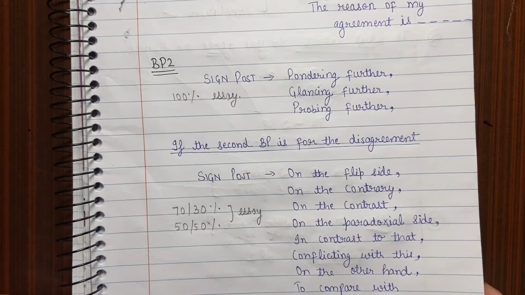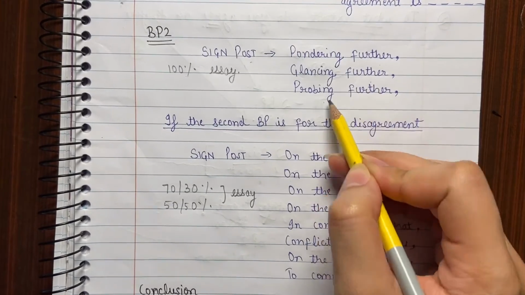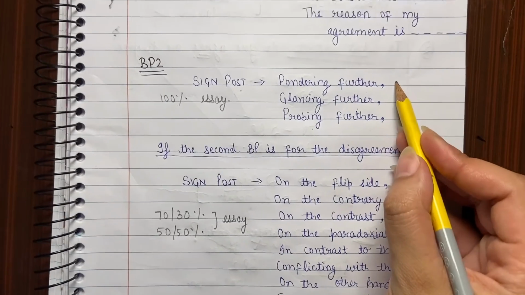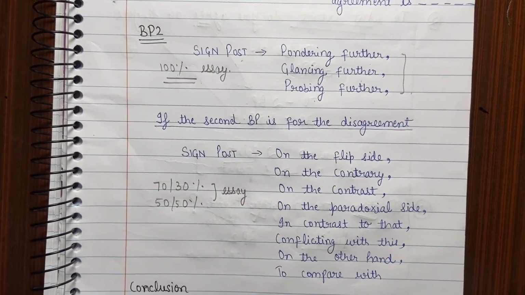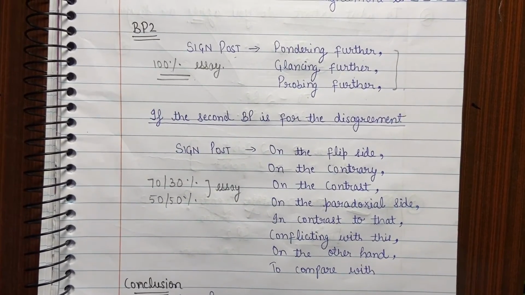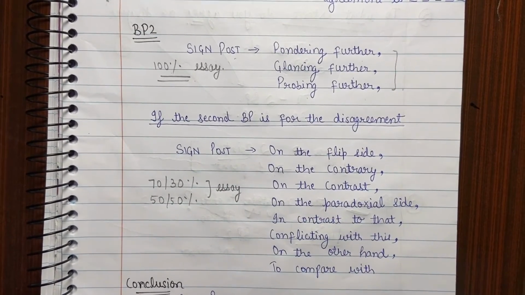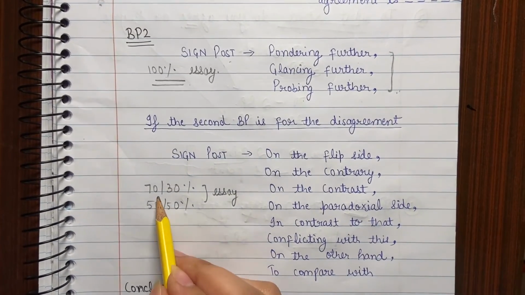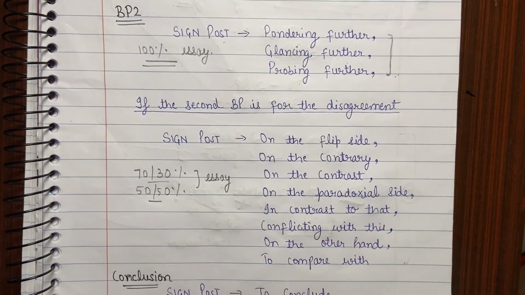Next comes BP2. The signpost for BP2 is pondering further, glancing further, or probing further. You may write any other if you know. But you can use these signposts when you are writing a 100% essay, that means you are writing only one side, suppose you are writing merits, or you are writing demerits. So you will have to give another point of the same part. So you will use these signposts. But if you are writing a 70-30% essay or 50-50 essay, then you will use this type of signpost.